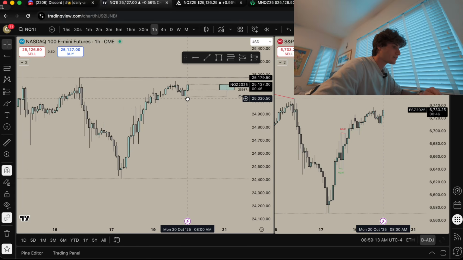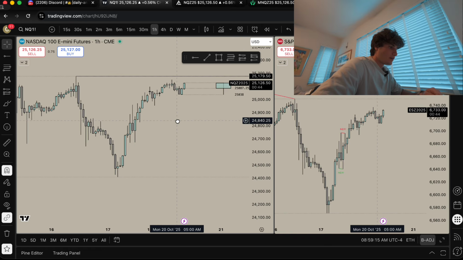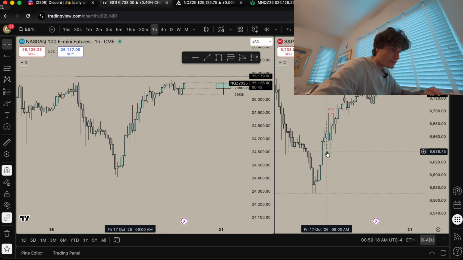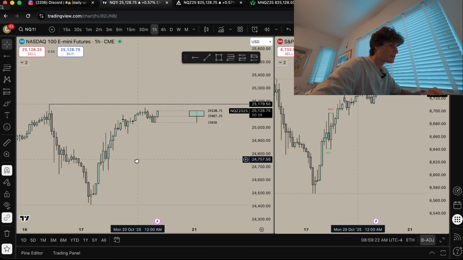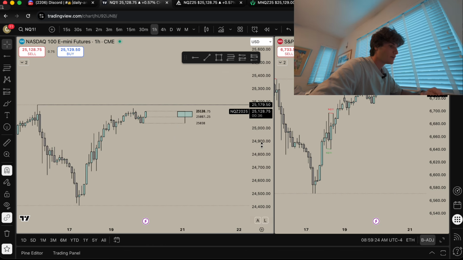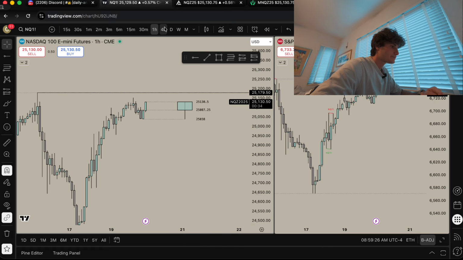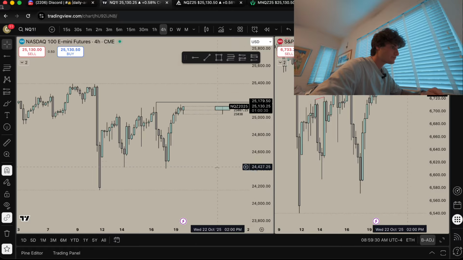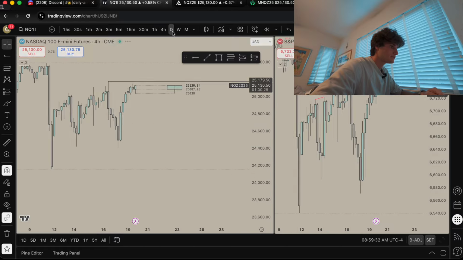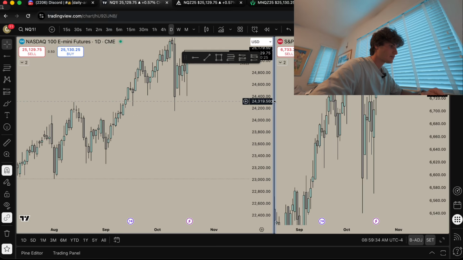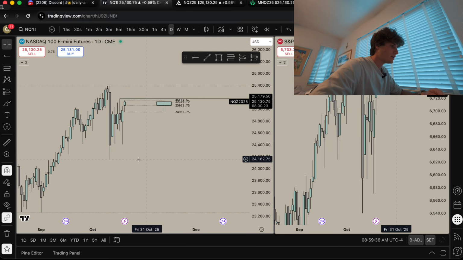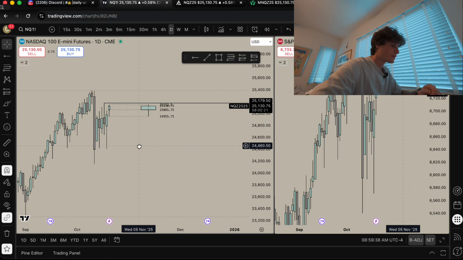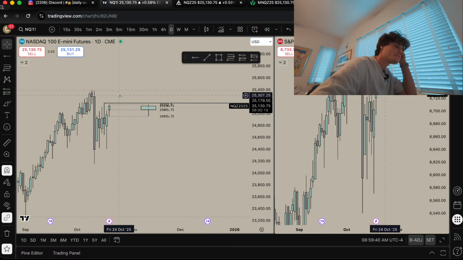Let's see if we got anything. So on the hourly, we do have this SMT right here, which is nice, inside of this hourly gap. So price is looking really bullish, not gonna lie. Let's go back to the 4-hour. What's happening on the daily? On the daily, this was a nice retracement, equilibrium.